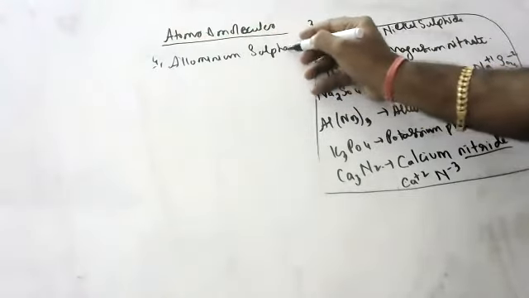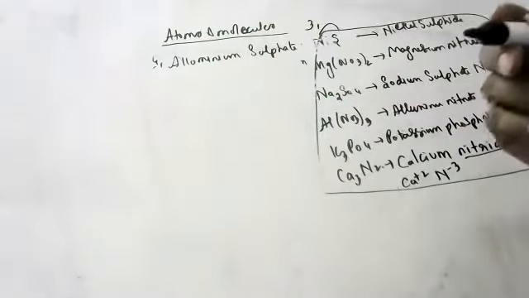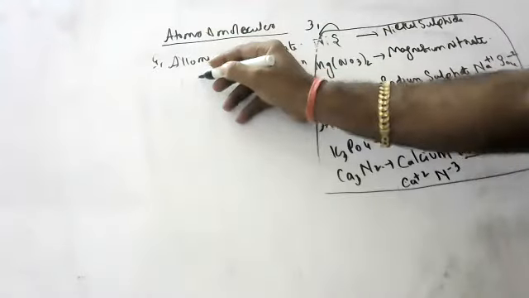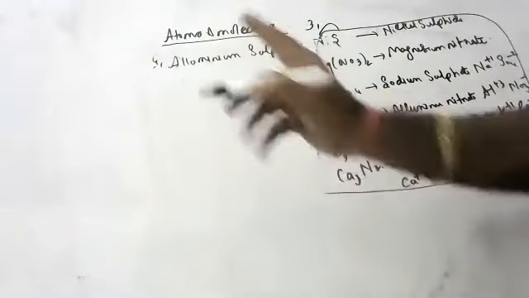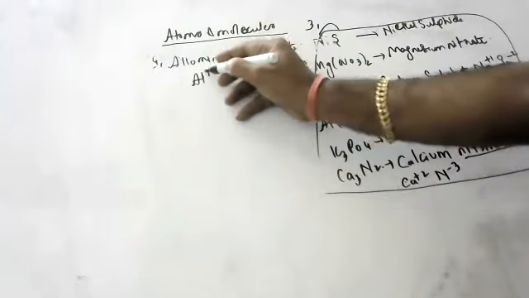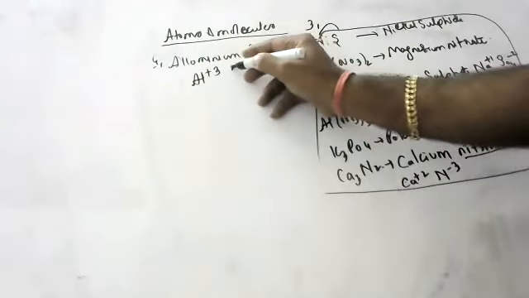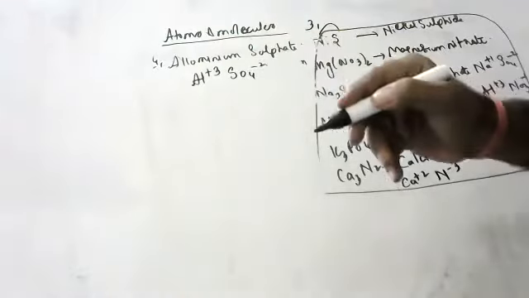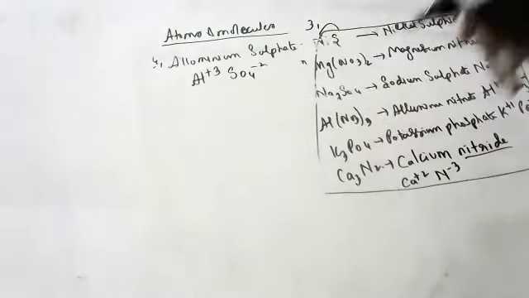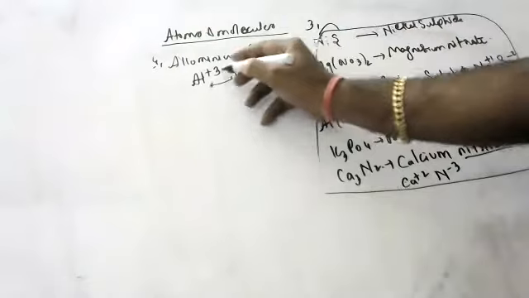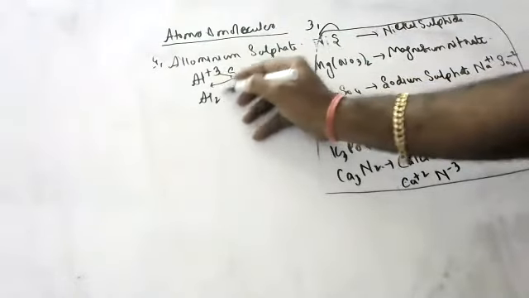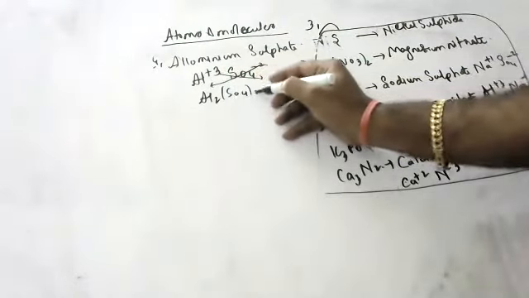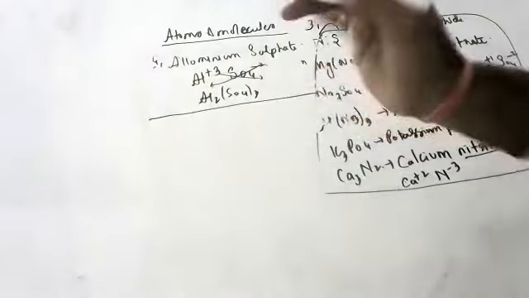K2SO4? No, no. Al2SO4? Al2(SO4) taken thrice. Very good. Children, you all forgot cations and anions completely. All sums you forgot, children.